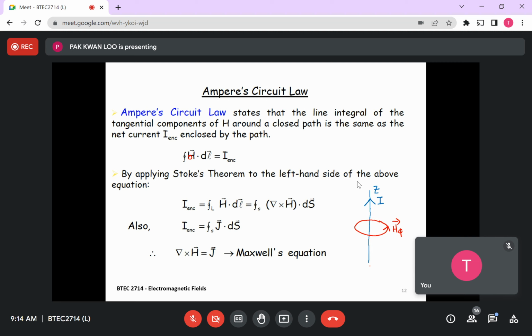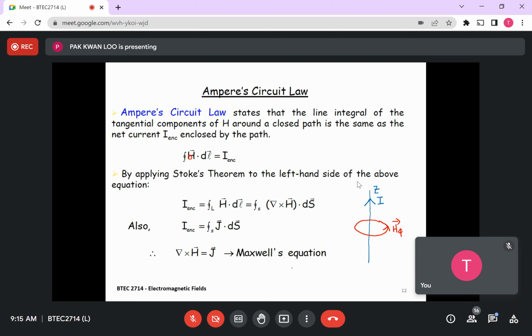So let's say we have a direct current. Direct current means it doesn't vary with time. That means the direction and the magnitude of the current remain the same along the line, right? So the magnetic field produced is also static. It doesn't change with time. So by using my right hand rule, the direction of the magnetic field can be determined. So that is basically Ampere's law.